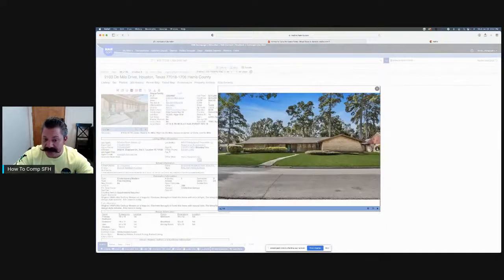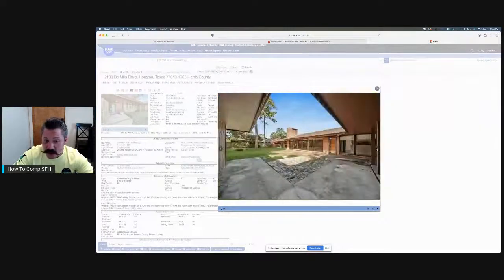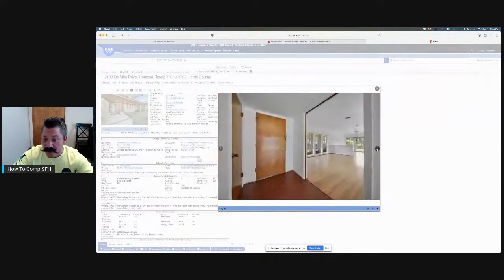Nothing crazy special outside. They didn't wash the roof. Still probably a beautiful house. Good sized yard for Oak Forest. But look at the house.